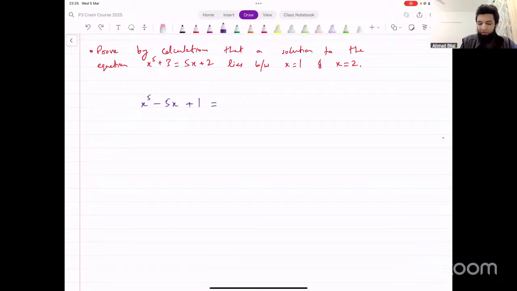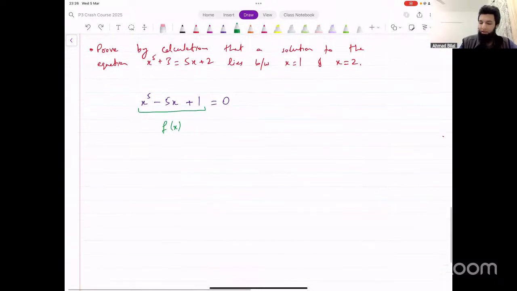The first thing that you always need to do in such problems is bring everything in the equation to one side and leave only 0 on the other side. So you have x power 5 minus 5x plus 1 equal to 0. Now you do this exact same process that you did in the previous part. You can say this is the function that we're talking about. This is supposed to be equal to 0 at some point. You have to prove that a solution lies between 1 and 2.